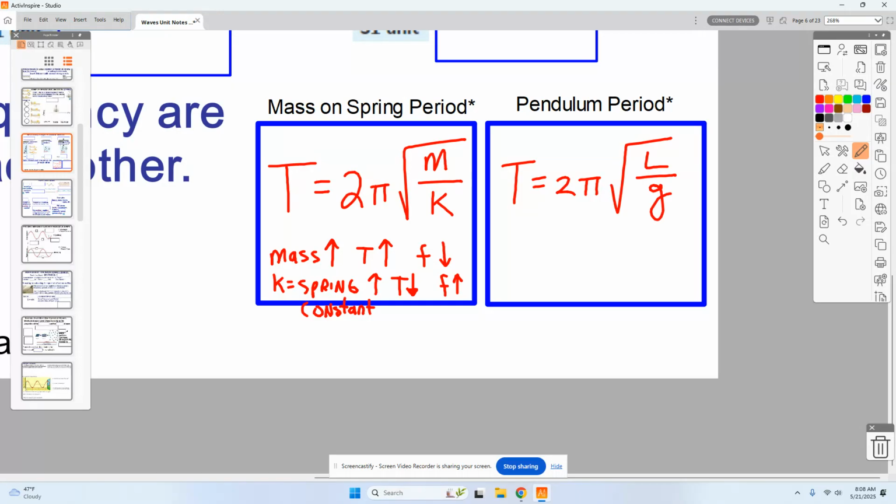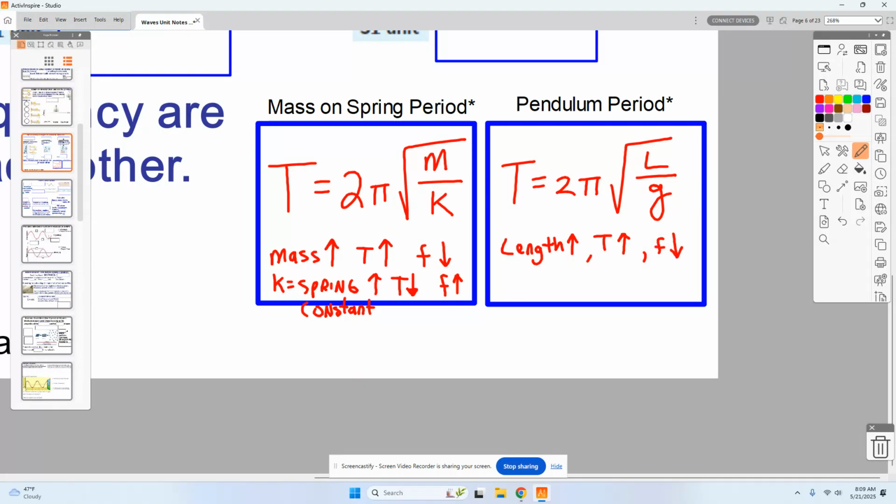Now, same idea. If you increase the length, then that's going to cause the period to increase. But it doesn't increase linearly. It increases related to that square root idea. I'd have to have 4 times the length for me to double that period. If I increase the length, the period will increase, the frequency will decrease.